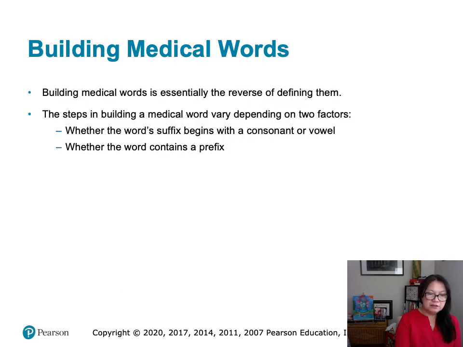Now let's turn this process around and do the reverse of what we've just learned. Instead of defining medical words, let's learn how to build them. The steps in building a medical word vary somewhat depending on whether the word's suffix begins with a consonant or vowel, as well as whether the word contains a prefix.